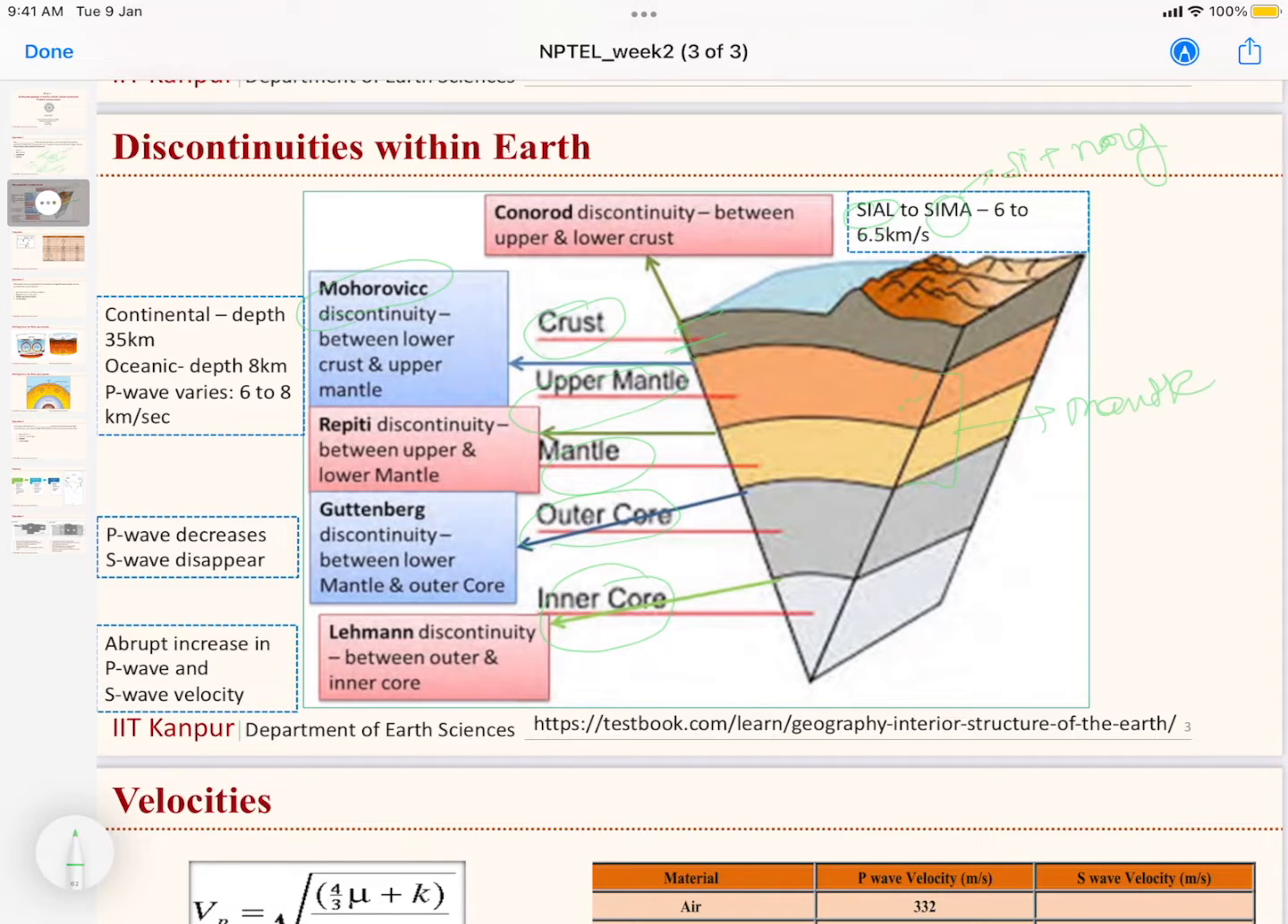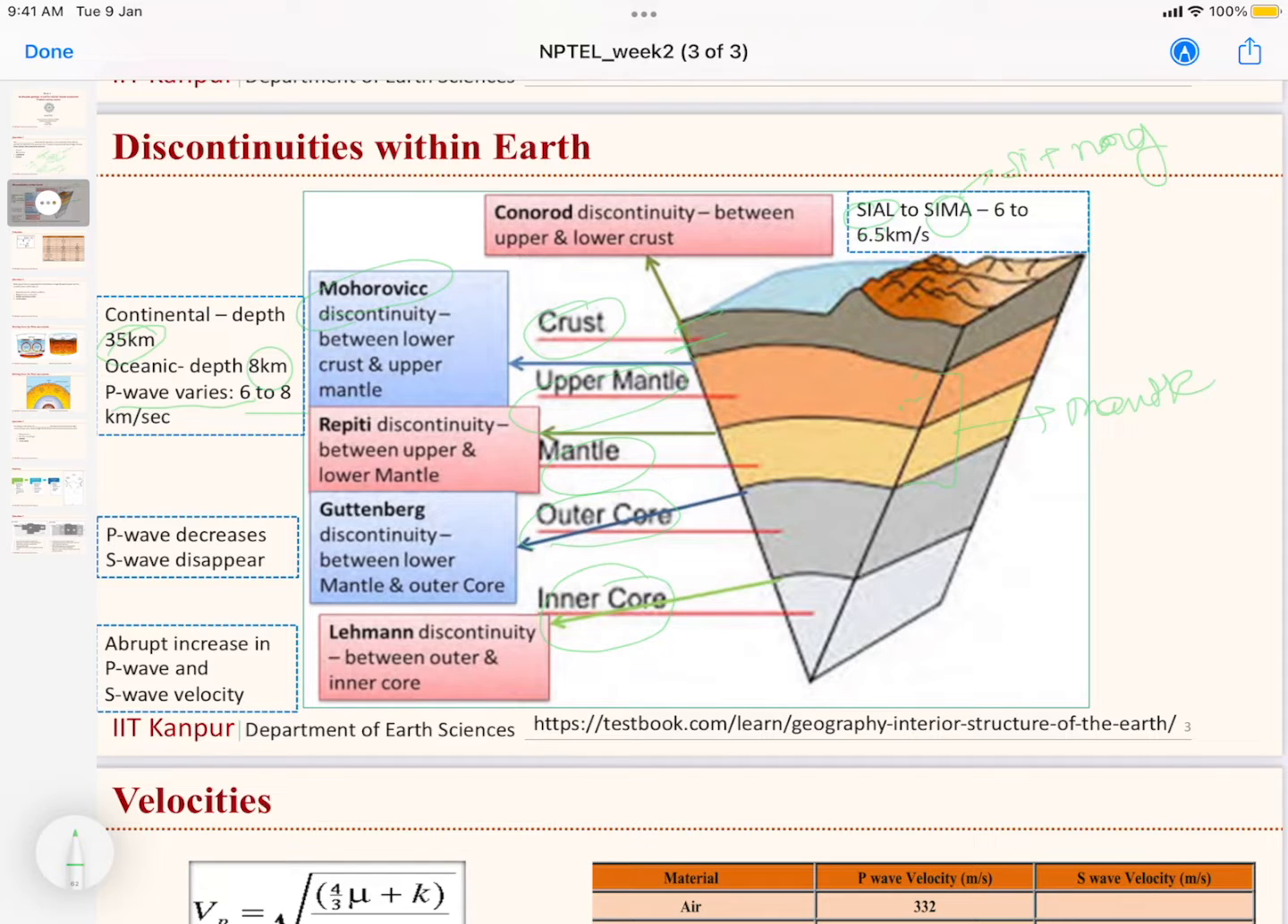depth of the continental crust that we discussed in the previous lecture is more than that of the oceanic crust. In general, the depth of the continental crust is around 35 kilometers, and for the oceanic crust the depth is 8 kilometers. Due to this density variation, we see a variation in velocity. We generally see the P wave velocity change from 6 to 8 kilometers per second. So that is the Mohorovicic discontinuity.